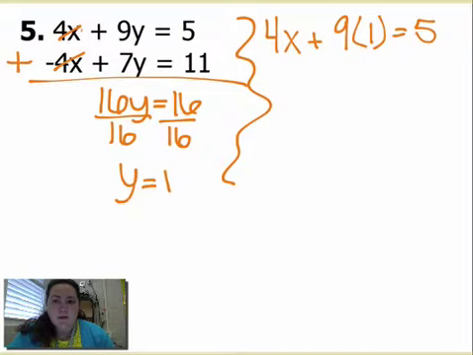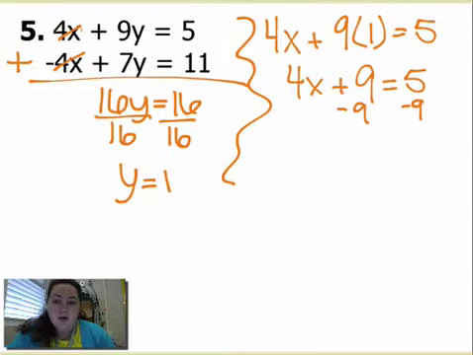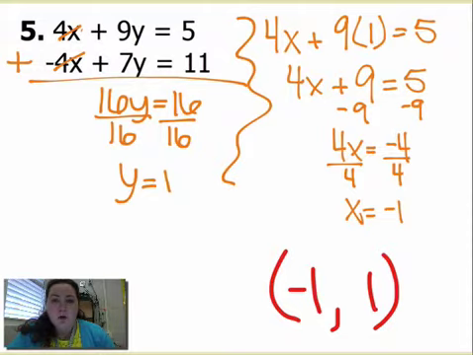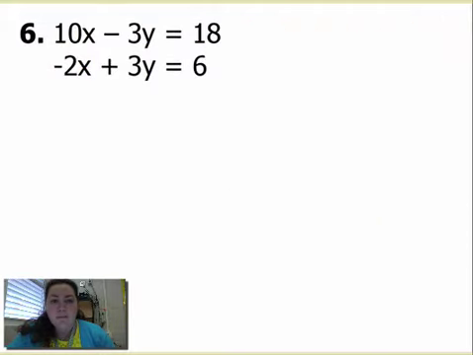Then I'm going to plug 1 in for y into one of the equations. So I get 4x plus 9 equals 5. Subtract the 9, I get 4x equals negative 4, which means x equals negative 1. So negative 1, 1. Remember, your ordered pair should be x, then y.